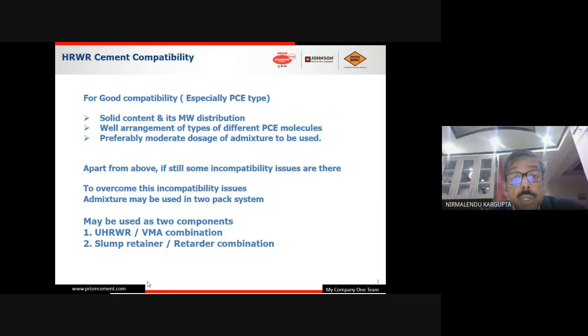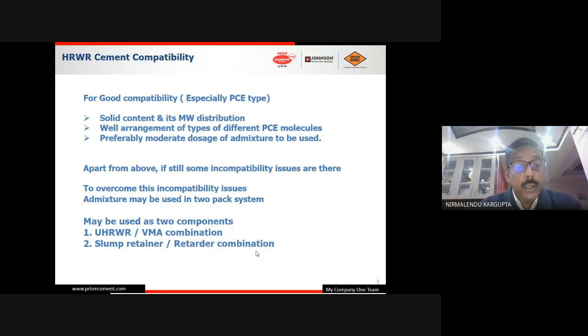Apart from this, if there is still some incompatibility issue, to overcome it, admixture may be used in a 2-pack system. One pack may be used as UHRWR and VMA combination, and the 2nd pack may be used as slump retainer and retarder combination. So in that case, when you have tried a lot of trials but it is still not working, you have to look at 3 factors. Your plant is okay, your calibration is okay, your plant health indexes are okay, mixer indexes and raw material handling indexes are okay.